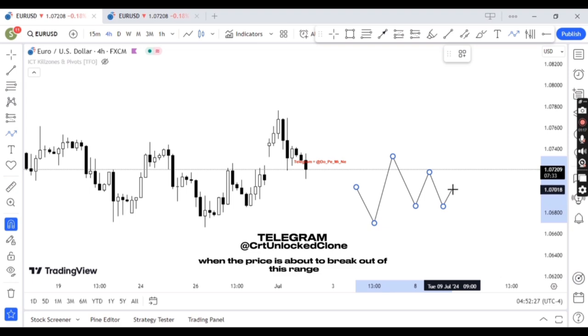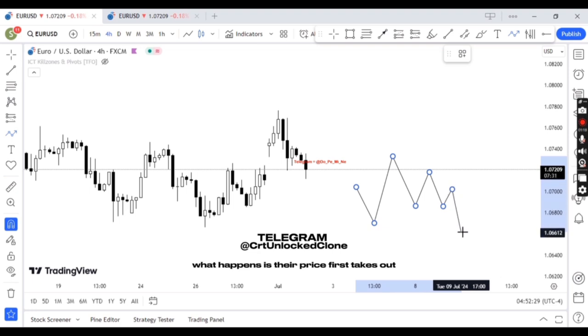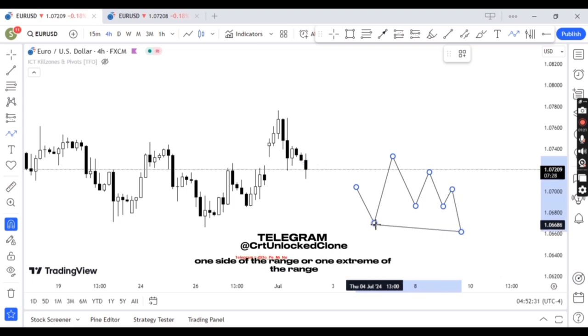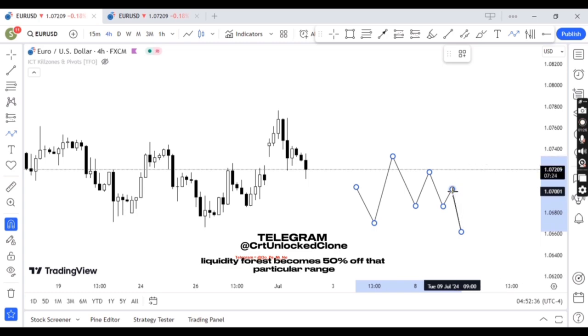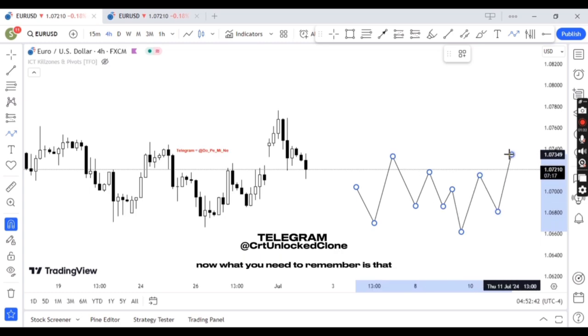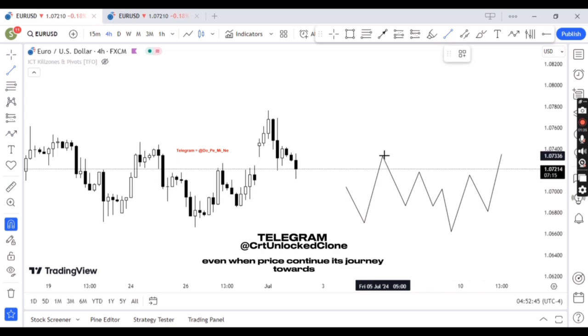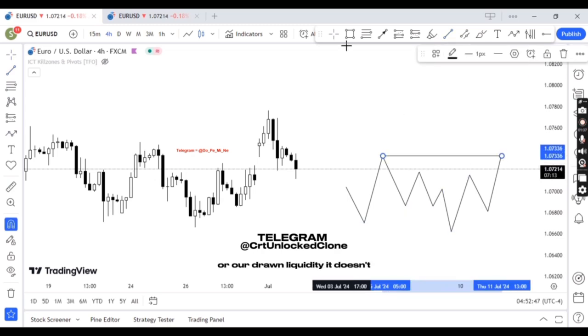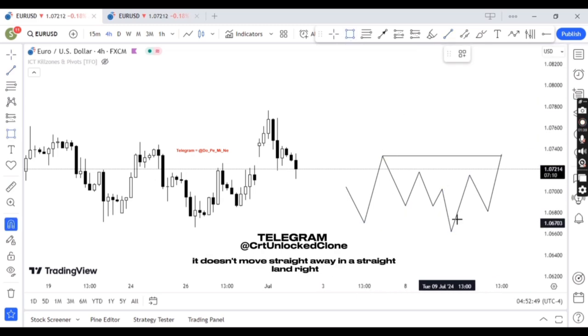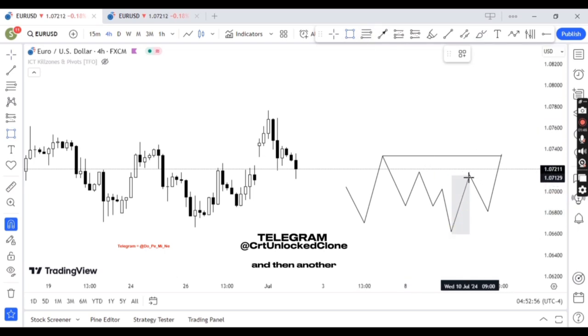Then when price is about to break out of this range, price first takes out one side of the range or one extreme of the range, and then the drawn liquidity for us becomes 50% of that particular range and then the opposing end of that range, right? Now what you need to remember is that even when price continues its journey towards the opposing end of the range, or our drawn liquidity, it doesn't move in a straight line. It always moves in expansions and then retracements and then another expansion towards those drawn liquidities.